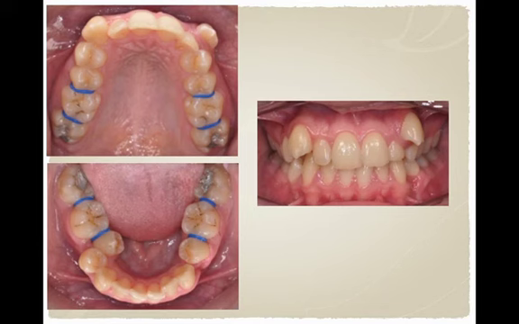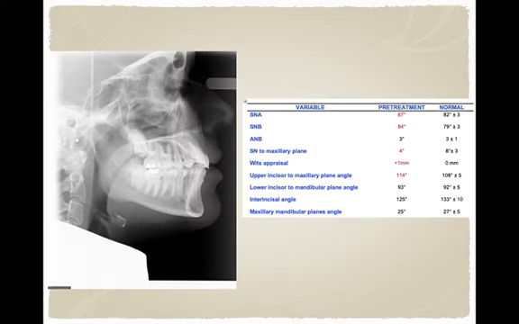Another factor to consider as well is the midline shift. If we have a midline shift to one side, we tend to extract on the opposite side to correct this midline shift. We have to look as well at the incisor inclination.